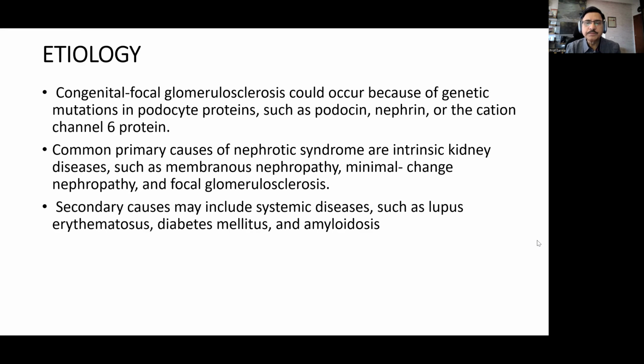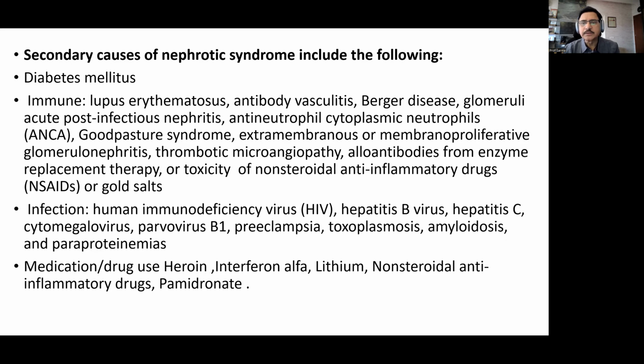Now go ahead. And secondary causes. The fourth line is the secondary causes. First line is minimal change. Second line is membranous. Third column is the focal glomerular sclerosis. Fourth one is secondary. Under each box, you fill up the relevant details and show me. Okay. Now come.